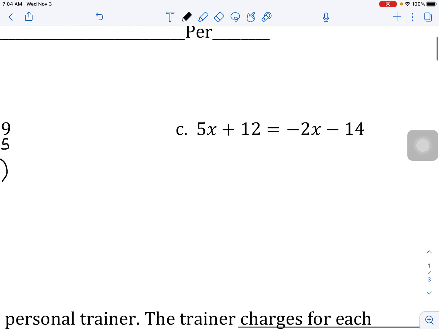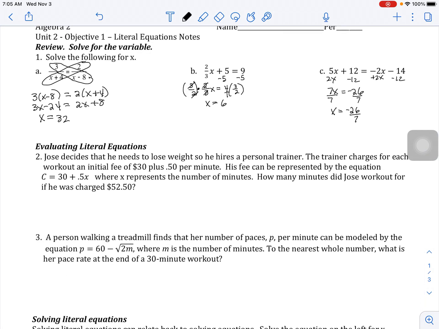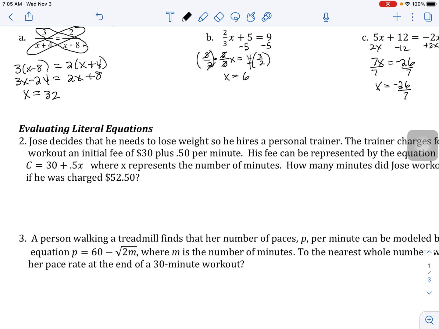The third one's just regular straight up solving. You're going to add the 2x to the other side. You're going to subtract the 12 to the other side. And when you divide by 7, you end up with a fraction. Leave your answers as fractions. If you turn them into decimals, they will be repeating or non-repeating long decimals. You won't know where to cut them off. Leave as a fraction.